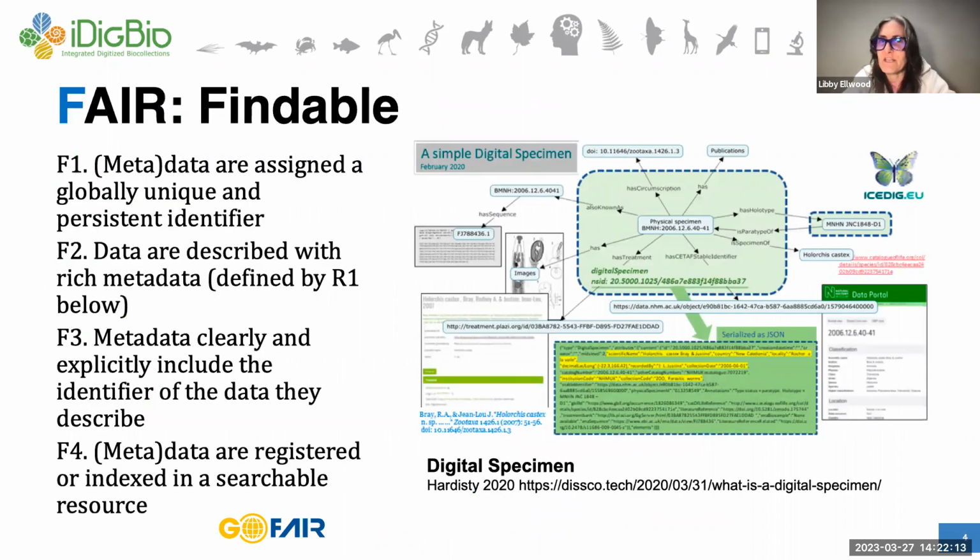So going through each of those in turn, one of the key elements to ensuring that data are findable is making sure that they have a globally unique and persistent identifier and that their metadata are rich, include an identifier, and are registered. This example to the right shows the importance of identifiers being used to link the different types of data, with the physical specimen being at the heart of the model.